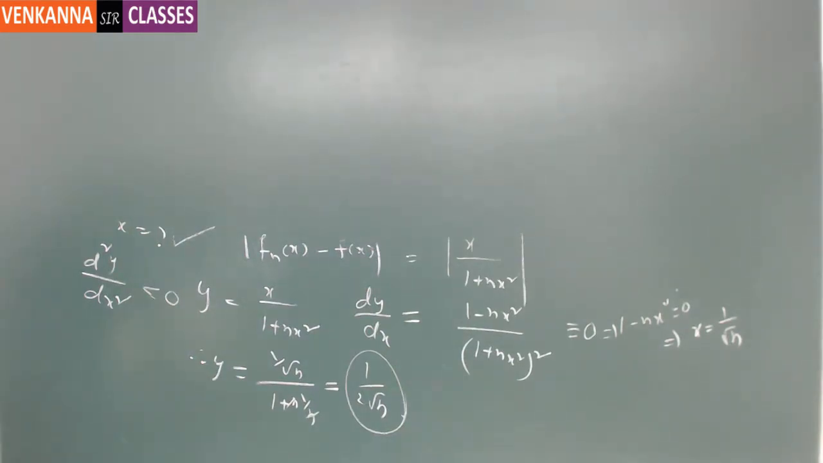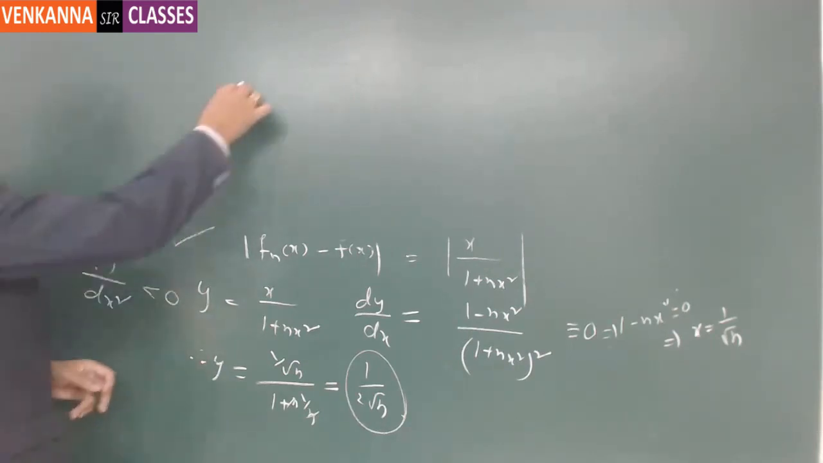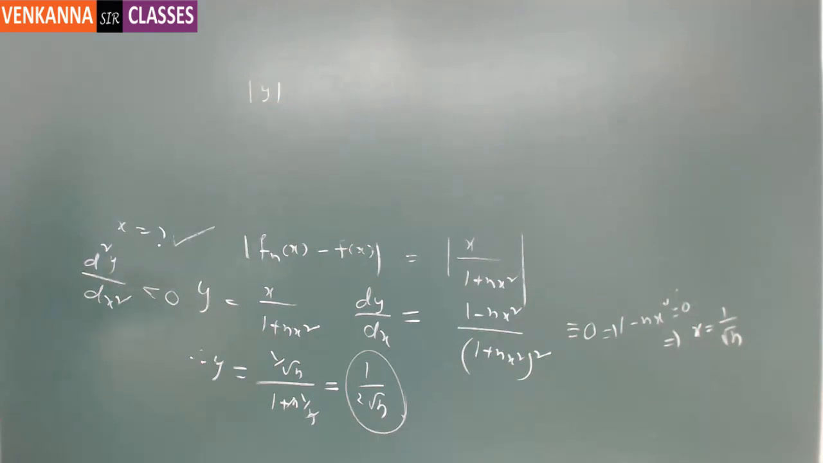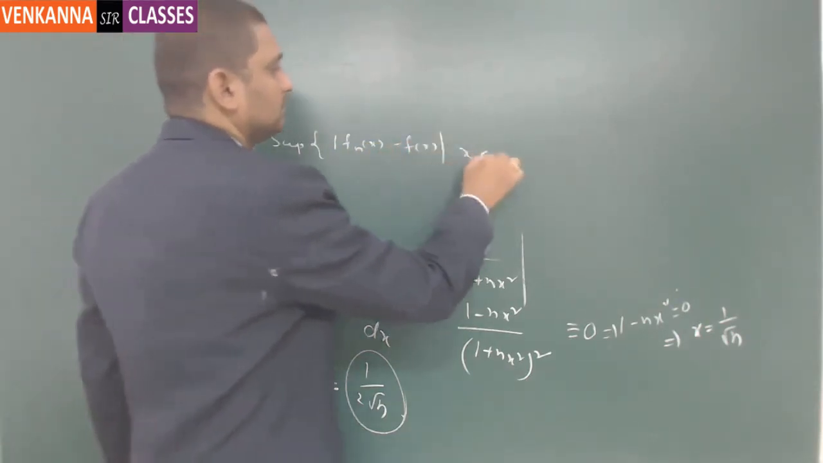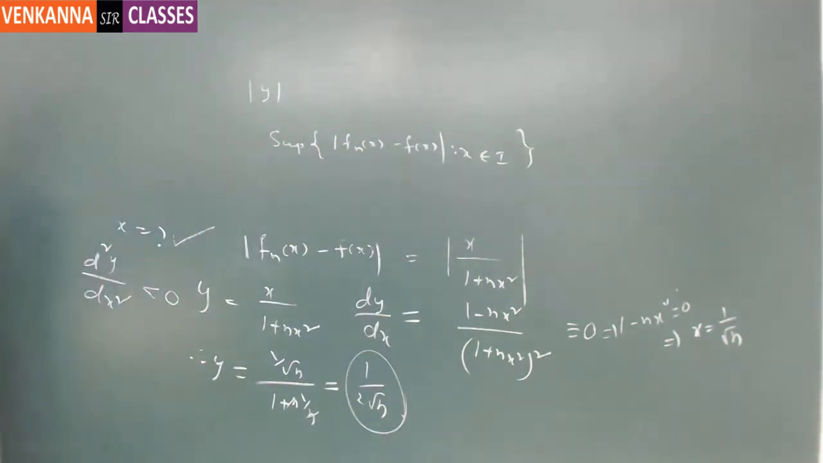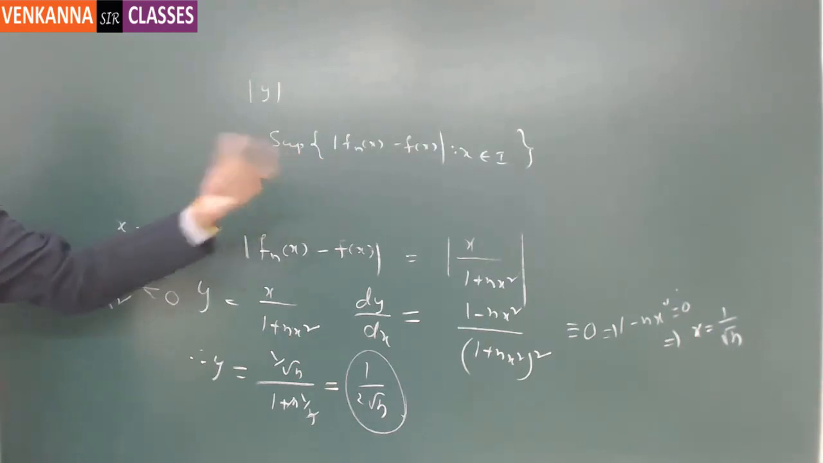x may be anything, right? You can take x as positive or negative. Yes, we should take x is equal to minus 1 by root n also. That is also true. In that case, it will be minus 1 by 2 root n. And since you have calculated only y, while checking for the Weierstrass M test, we calculate the modulus of y. We are not only taking y, we are taking the modulus of y. So it is nothing but the supremum of modulus of fn of x minus f of x. So this is the expression. For the purpose of differentiation, I will take this as y.